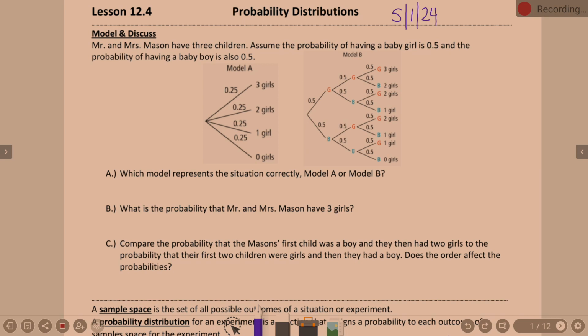Quick model here. Mr. and Mrs. Mason have 3 children. Assume the probability of having a baby girl is 0.5, as in you have a 50-50 chance of getting a boy or a girl, right? And the probability of having a baby boy is also 0.5. Now, you have a model A and a model B here. Question A is, which model represents the situation correctly? Model A or model B?